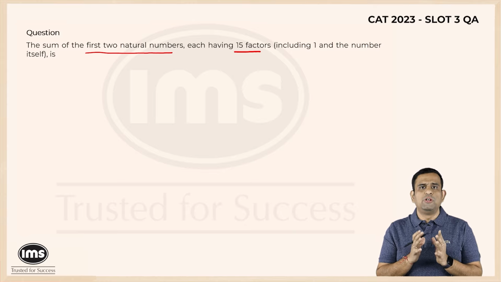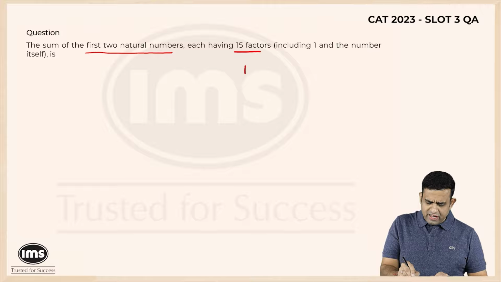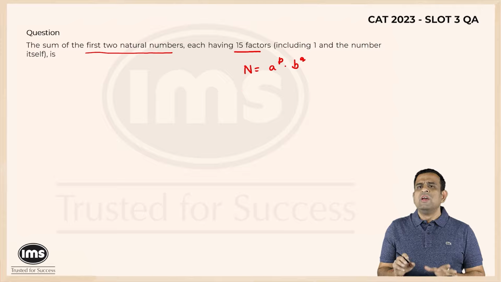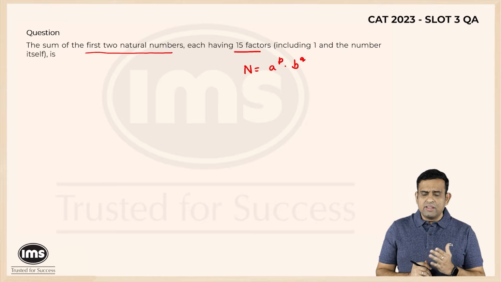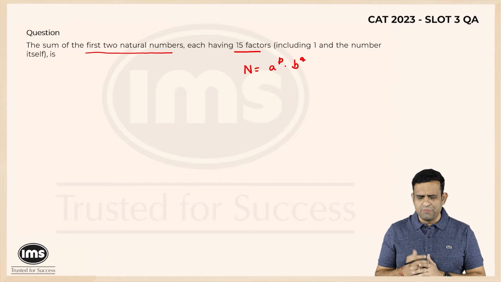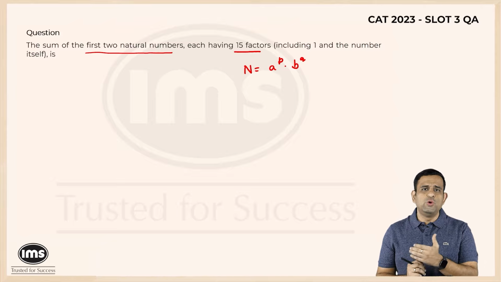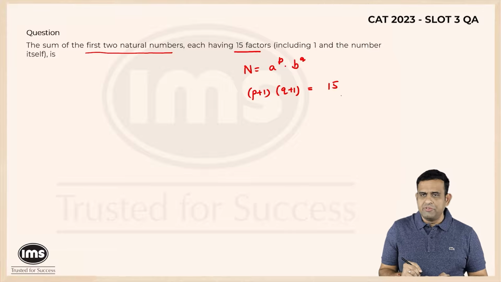Now, first of all, people should know how to find the number of factors. So we know that if I have a number in the form of a power p into b power q, and let's say into c power r also, where a, b and c are the prime factors, then the number of factors is p plus 1 into q plus 1. And in case I also have one more prime factor c, then p plus 1 into q plus 1 into r plus 1. So the number of factors becomes p plus 1 into q plus 1, and this is given to you as some number, 15.